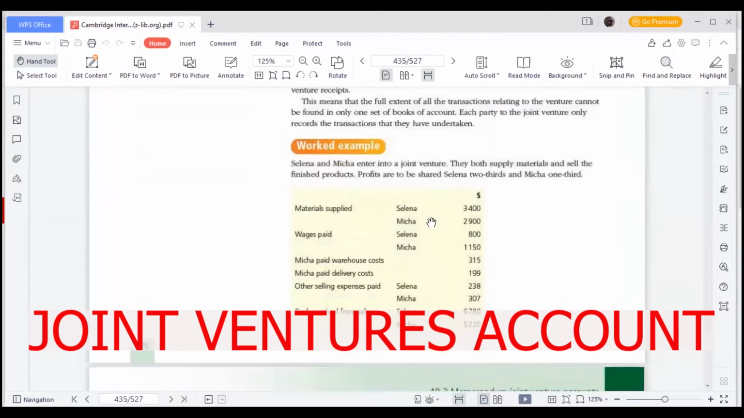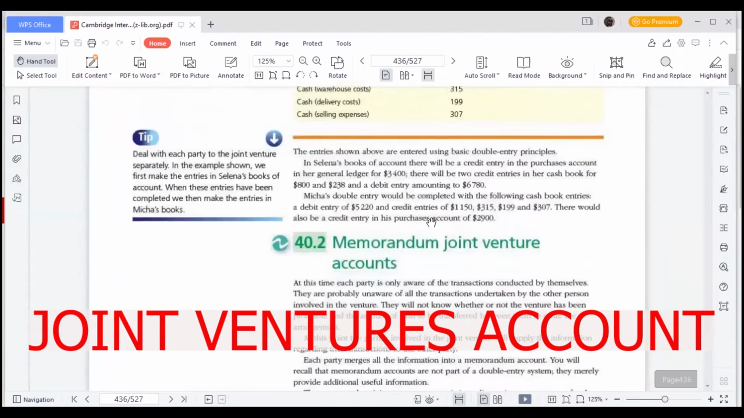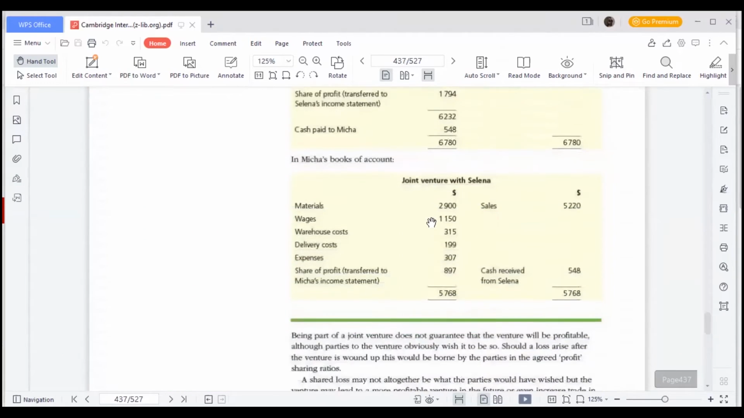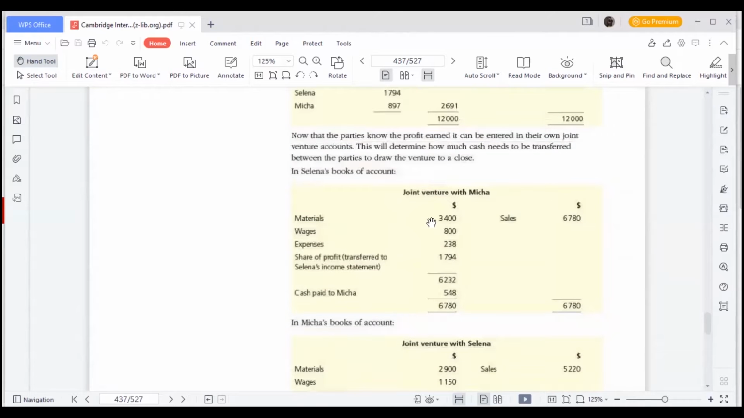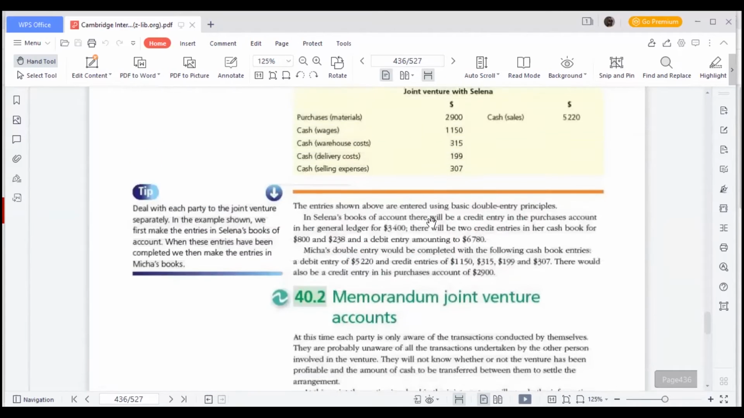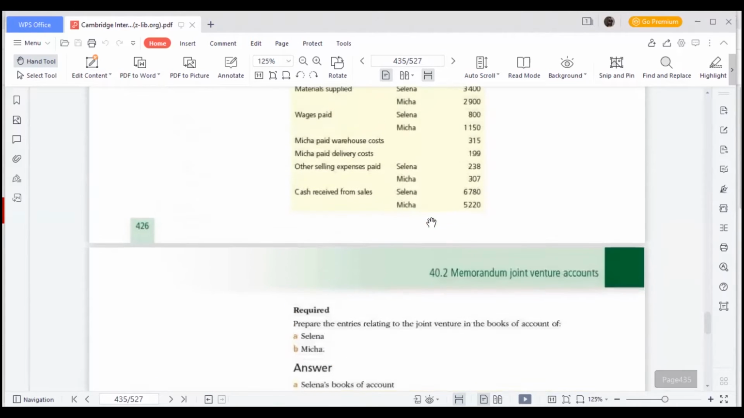Something called joint venture account. Okay, so I'm going to directly move on to the main accounts and explain how it works. Now, this is a joint venture account you are seeing. Joint venture's main intention is to do a transaction between two partners.